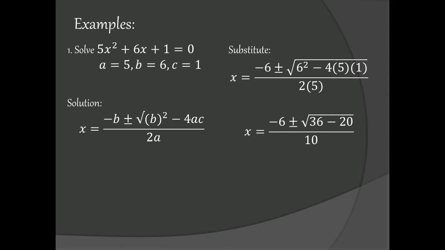So x is equal to negative 6 as the value of b, positive and negative square root of 6 squared minus 4 times 5 times 1 as the values of a and c, all over 2 times 5, with 5 as the value of a. So x is equal to negative 6, positive and negative square root of 36 minus 20 all over 10. Then x is equal to negative 6, positive and negative square root of 16 all over 10. Then x is equal to negative 6, positive and negative 4 all over 10. Thus, x is equal to negative 2 or x is equal to negative 1.